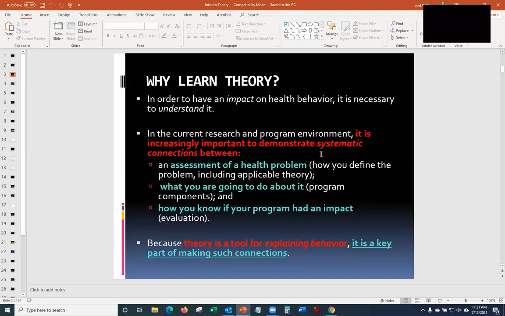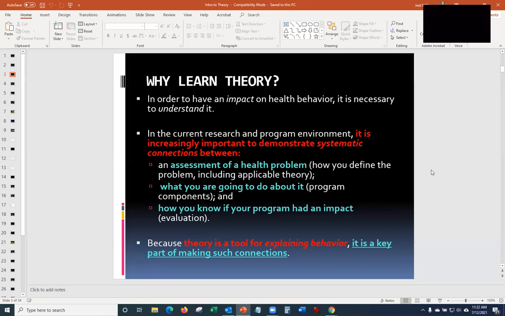So theory helps provide a systematic way of assessing health problems and, again, understanding what predicts behavior. What are the factors that are related to behavior? If we know those things, we can manipulate those things in programs and interventions and actually get people to change their behavior in a positive way. Or we can get them to stop engaging in risk-taking behavior or unhealthy behaviors. Two different ways, two different sides of the coin, if you will.